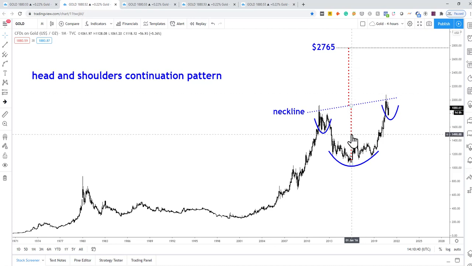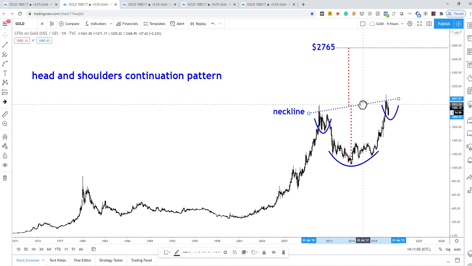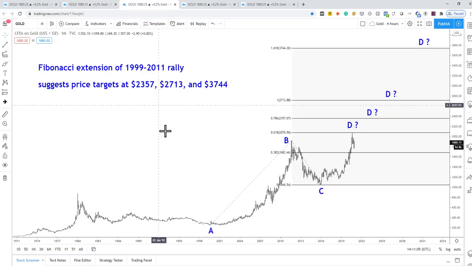And then we duplicate this line, copy it, and paste the copy up above the neckline to get our target. Now, some people will draw this neckline more like that, and they get a target more in the $3,000 range. I prefer to be a little bit conservative, and so 2765 looks good to me.